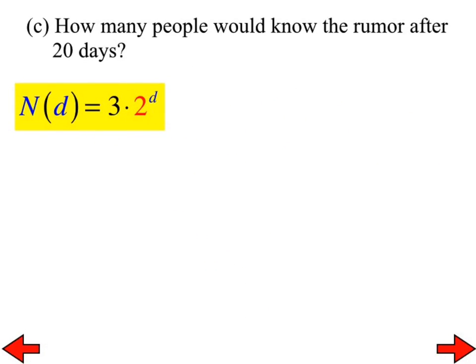All right, so the question is, how many people would know the rumor after 20 days? And of course, in order to figure that out, we're finding n of 20. In other words, we're finding what 3 times 2 to the 20th power is. So Autumn, how many people would know the rumor after 20 days?